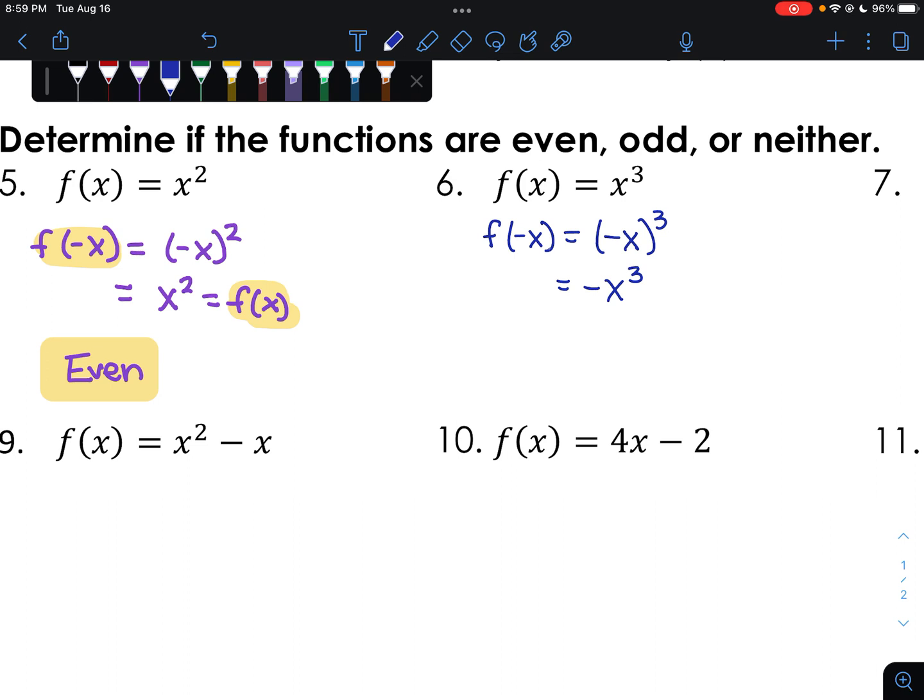Those are not the same things, okay? So what we notice is that my signs did change. My original function was a positive, and now my function, once I plugged in negative x, is negative. All of the signs changed. There was only one sign to change, but it changed. So since it changed, that means now I have the negative version of what I started with, and that tells me that I have an odd function. So this is an odd function.